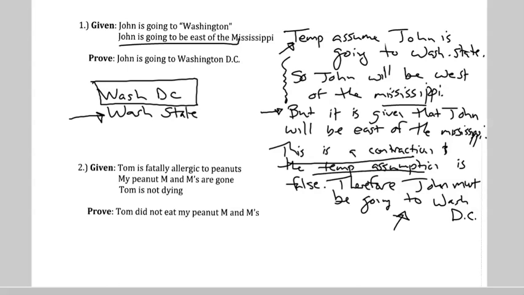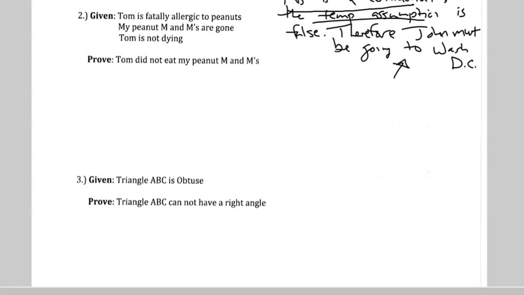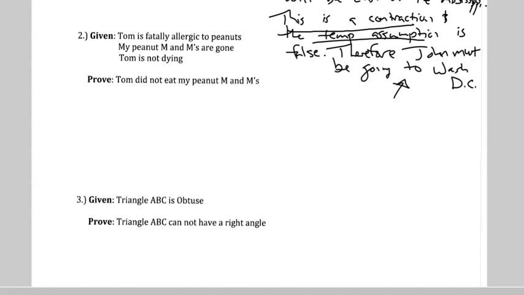Now, once again, if there was Washington, D.C., Washington State, Washington, Arizona, Washington, New Mexico, Washington, Idaho, if there were a million different Washingtons, we wouldn't want to do an indirect proof. Why? Because you would have to show that all the other possibilities were not true. Okay, got two more proofs.